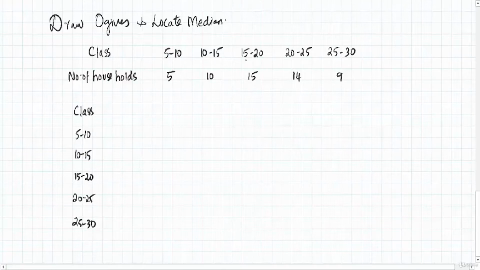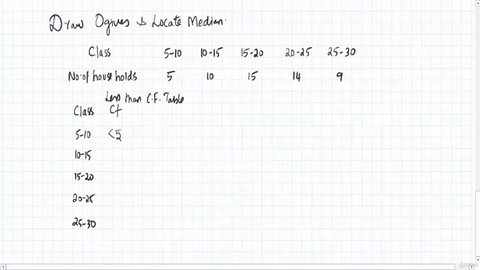If I ask you how many households are in the class less than 20, then you would say it is 5 plus 10 plus 15, that is 30. If I ask you how many households are less than 25, then you can say it is 30 plus 14, that is 44. So basically I'm going to create a cumulative class frequency. I'm going to call it the less than cumulative frequency table.